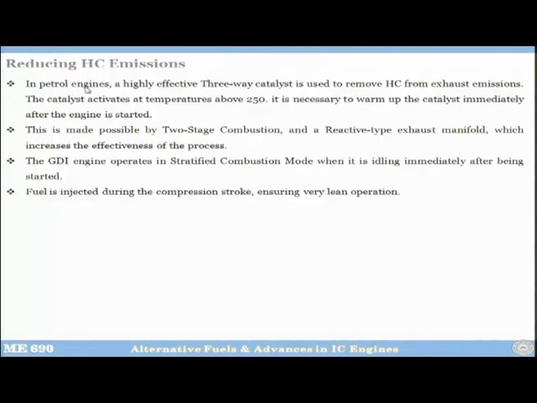So, this is the two-stage combustion. So, in petrol engines, a highly effective three-way catalytic converter is used to remove the HC from the exhaust emissions. The catalyst activates at temperatures above 250. So, therefore, it is necessary to warm the catalyst as soon as the engine is started. So, this is made possible by two-stage combustion, and a reactive type exhaust manifold, which increases the effectiveness of this heat exchange process. The GDI engine operates in stratified combustion mode when you are starting the engine. Okay. So, fuel is injected at the end of the compression, and this ensures very lean operation.